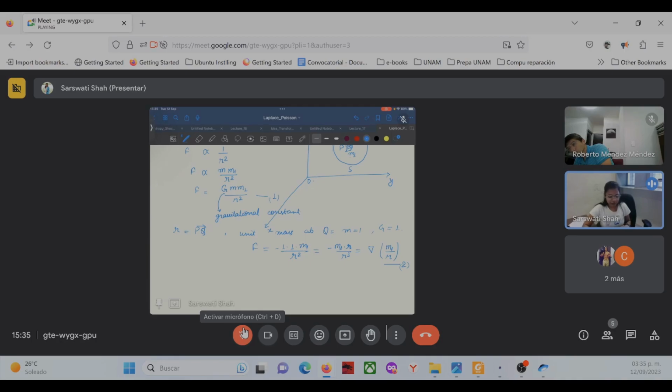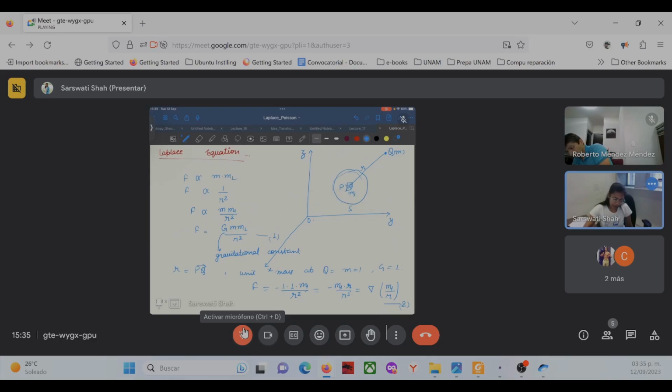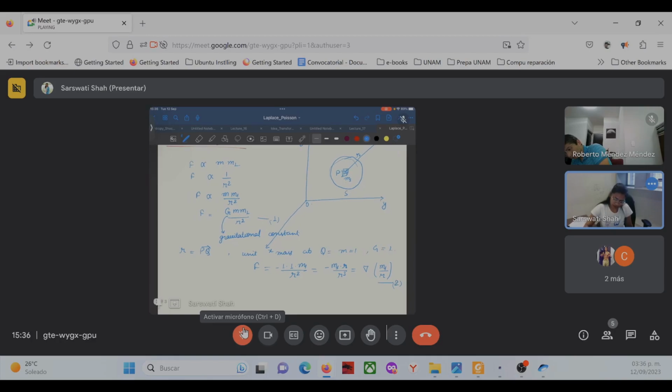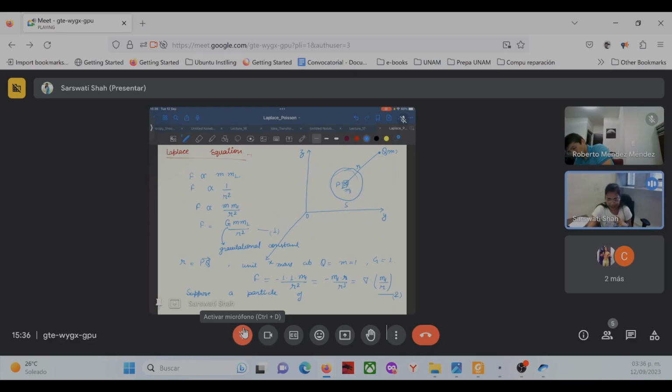Suppose a particle of unit mass moves under the attraction of a particle of mass m1 at P from infinity up to Q. Here I am taking this particle at a distance r. Now I am saying that the particle starts to move from the distance r and it moves towards infinity.